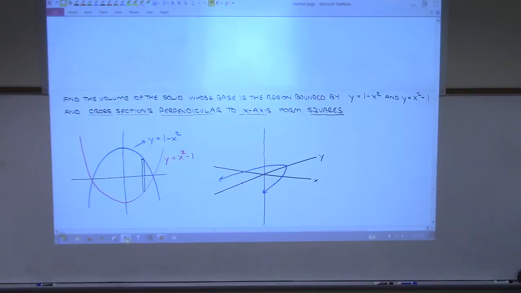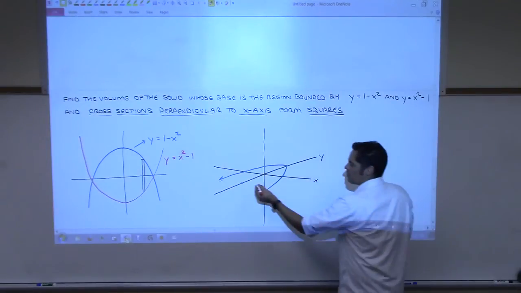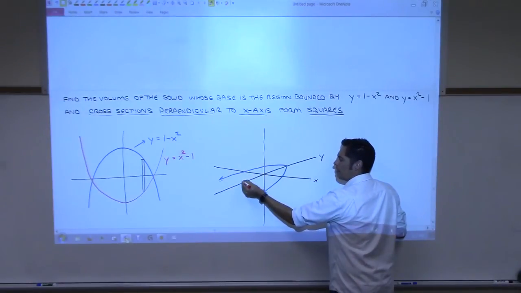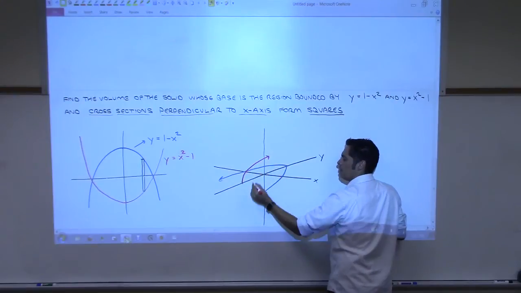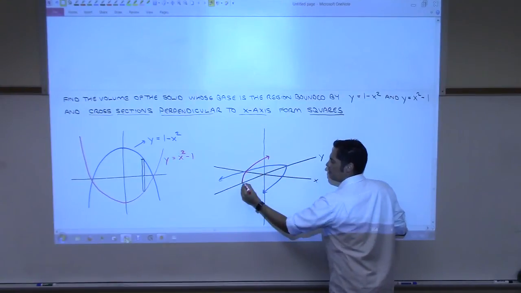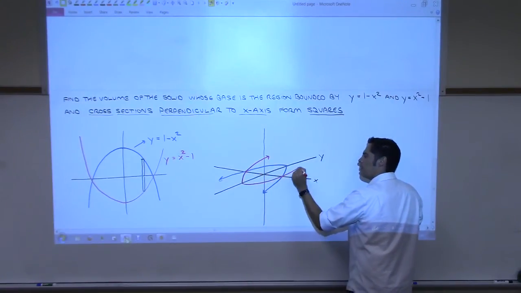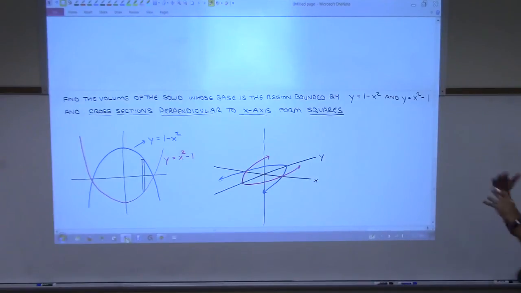Then I'm going to start with my red one. My red one's got to go from here to here, again kind of looking parabolic. And then from here to here, again kind of looking parabolic. So I think that's pretty good. What do you think?